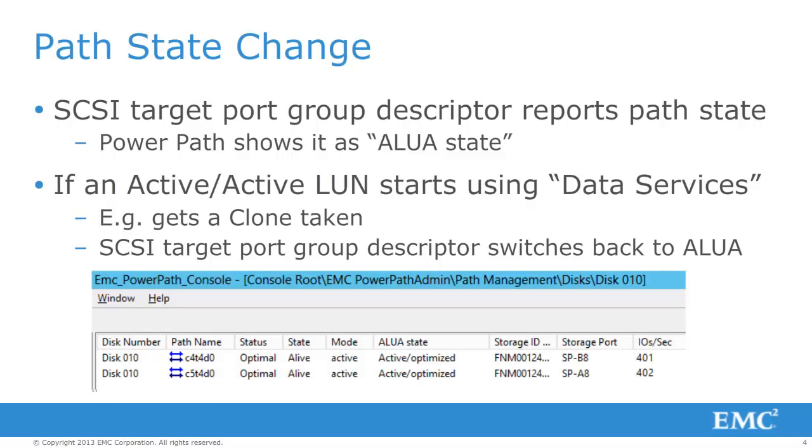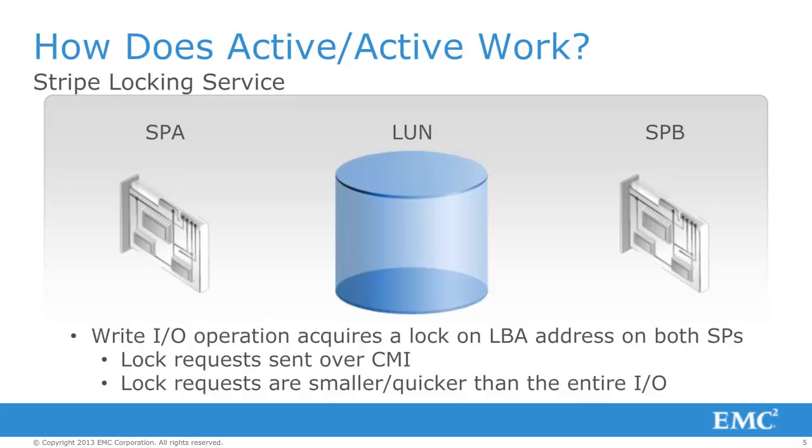After a Classic LUN has been assigned to a host, PowerPath will now show both paths as active optimized in the LUN state. For asymmetric active-active, you should see active optimized for one path and active non-optimized for another path. If a Classic LUN leveraging Symmetric Active-Active starts using Advanced Data Services, the LUN will switch back to asymmetric active-active behavior. Symmetric active-active is possible because MCX introduces a locking technology for the LUN read and write access.